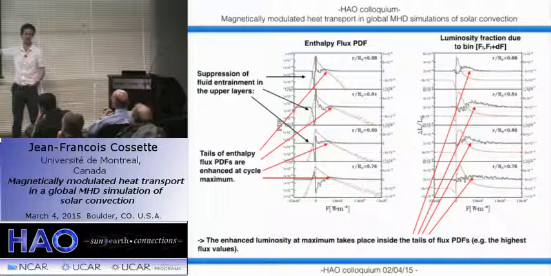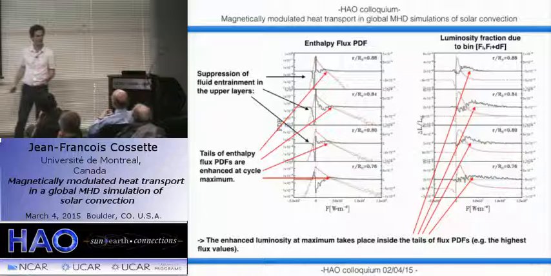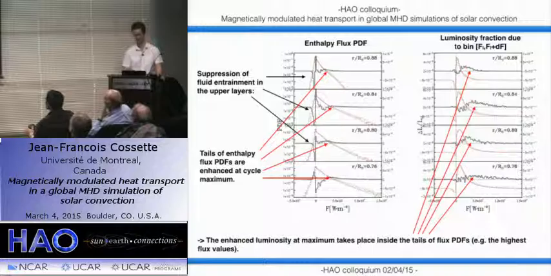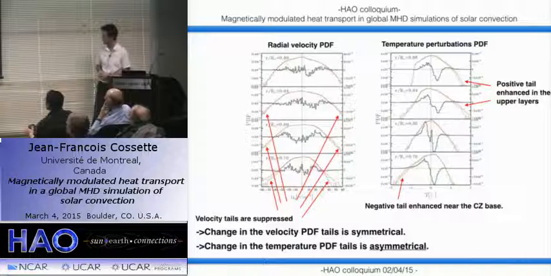So this plot shows the contribution of each flux bin to the luminosity. And when you do that, you see that the contribution comes from the tails. The change in the luminosity comes from the flux tails. A lot of change, but no oomph. No what? No oomph. Well, there isn't any flux to play with. Yeah, but those are high flux values. Yes. So it's okay.